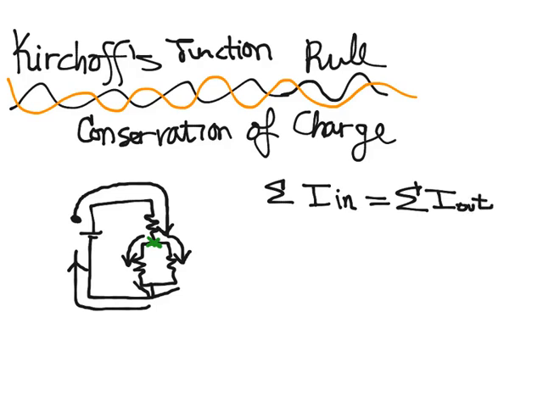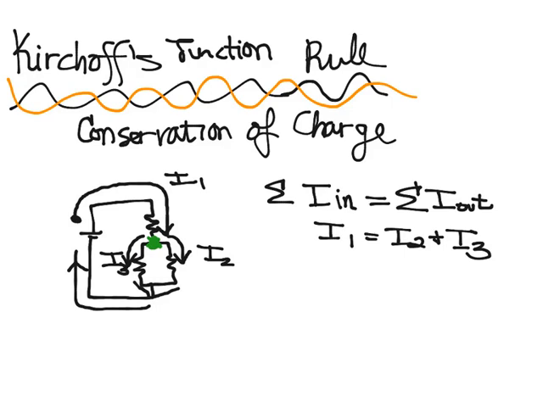And usually we label currents with just numbers, so I would label this I1, I2, and I3. So if I was writing Kirchhoff's junction rule for this green junction, a junction is just anywhere that wires are separating or coming together, I would just write the total current in, which in this case is I1, is equal to the total current out, and that's I2 plus I3. Okay, and this seems easy enough.